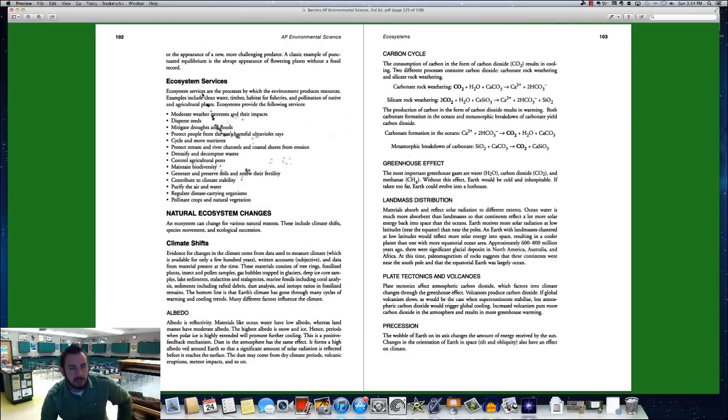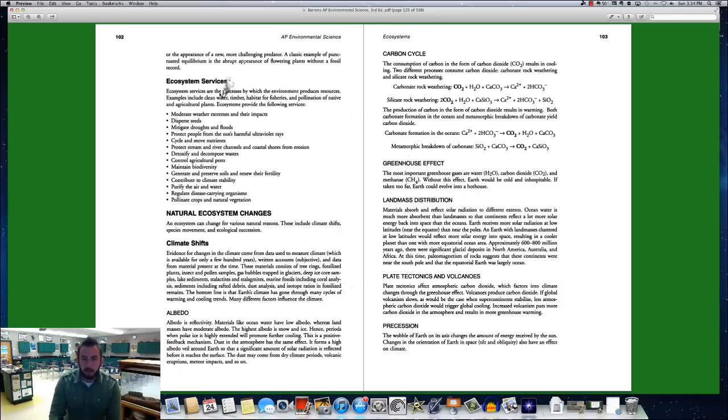Ecosystem services. There's a bunch of them that an ecosystem comes through. Like moderate weather extremes and their impacts, dispersion of seeds, mitigate droughts and floods, cycle and movement of nutrients, detoxifying waste, controlling pests, maintaining biodiversity, purifying the air and water. Tons of ecosystem services are provided just depending on the different ecosystem that you're in.